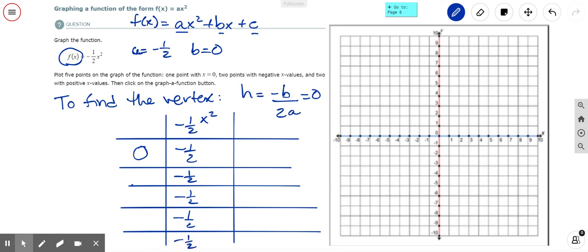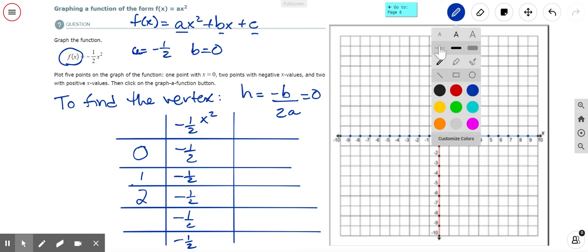Okay, and then we are going to plug in x squared. I'm going to pick 0 and 2 to the right. Now this time I'm going to be lazy, and I'm going to pick the positive values. 1, 2. So I want to go to the positive because they're easier. Okay, so here we go.